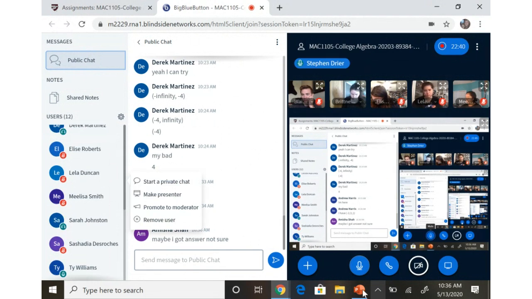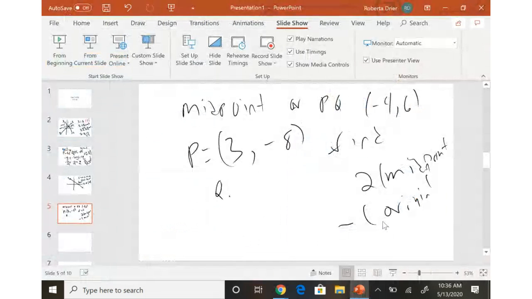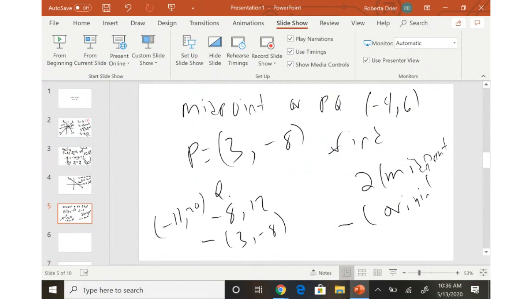Let's see. So what are you going to do? You're going to double this point, so you're going to get (-8, 12). And then you're going to subtract off this point, so subtract off (3, -8). So your answer is going to be (-11, 20).